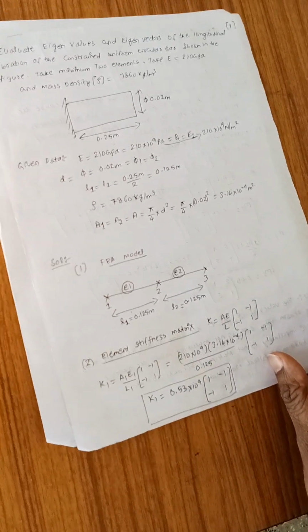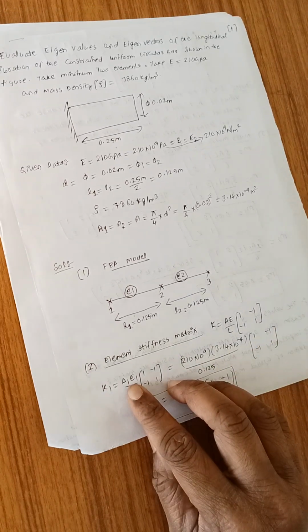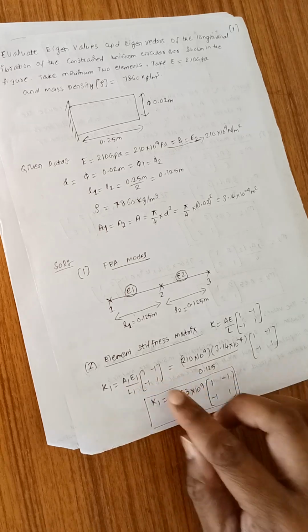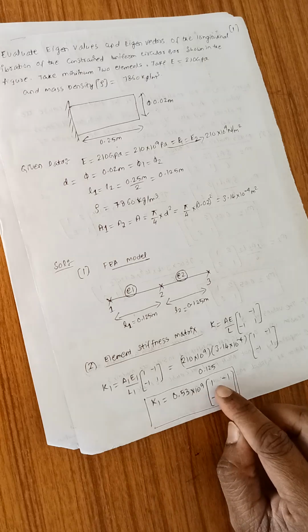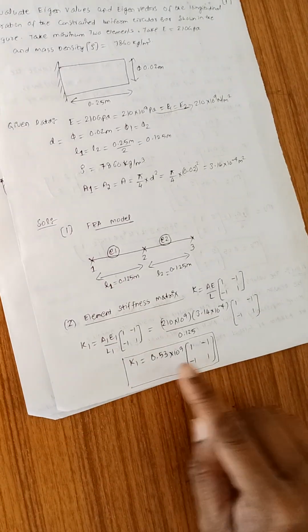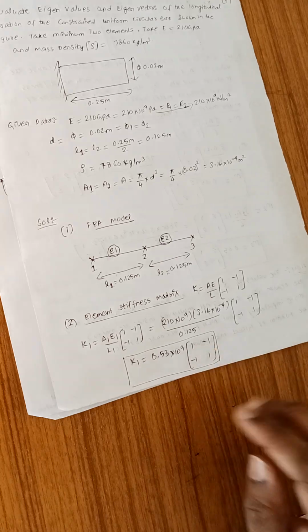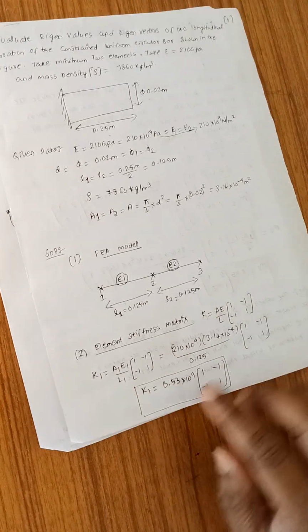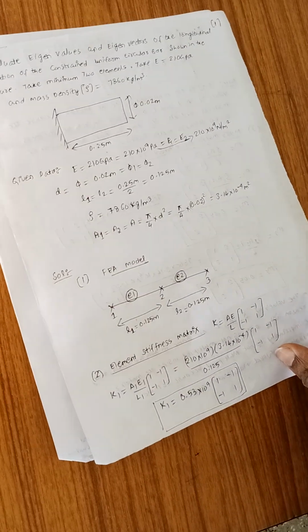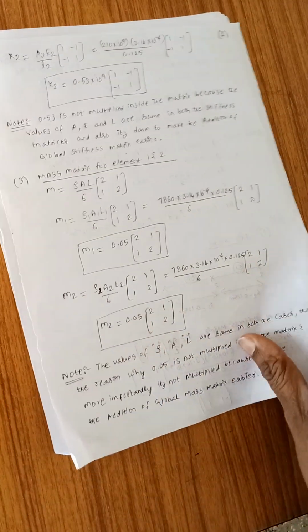Okay, now let's try to find K2. In K2, the value of A2 is not going to change. The value of E2 is not going to change. The value of L2 is not going to change. So that is the reason why we are not multiplying, because while finding the global stiffness matrix, you can simply write this outside and just add the inner elements. So it's going to be much easier. That is the reason why we are going to leave it as it is. So please understand that.